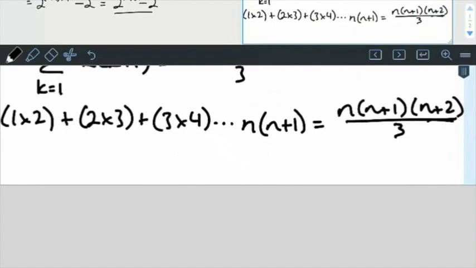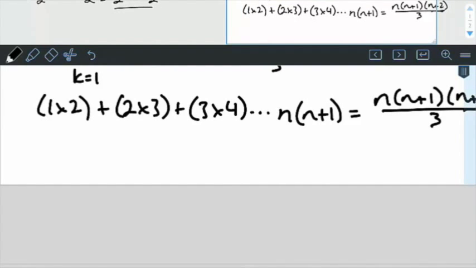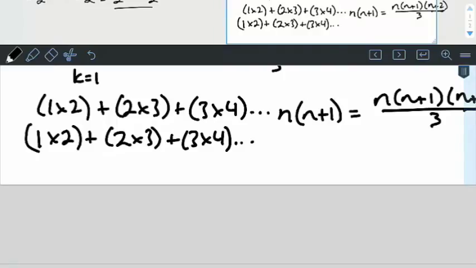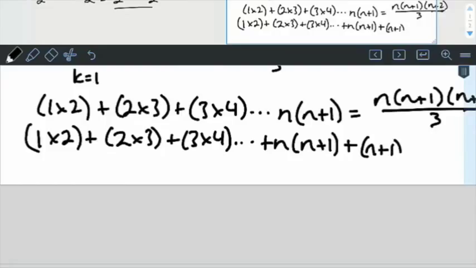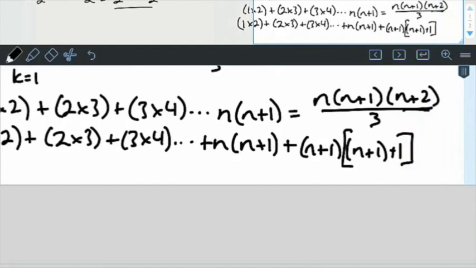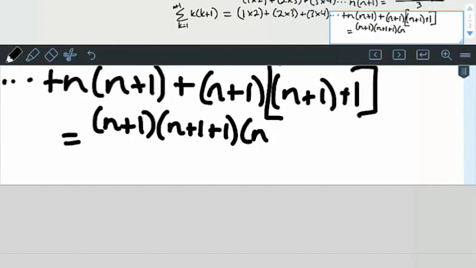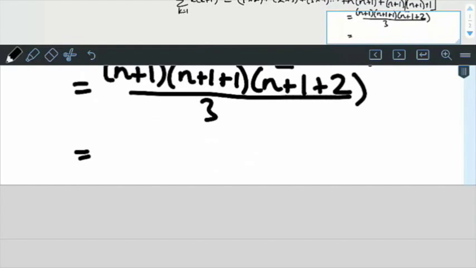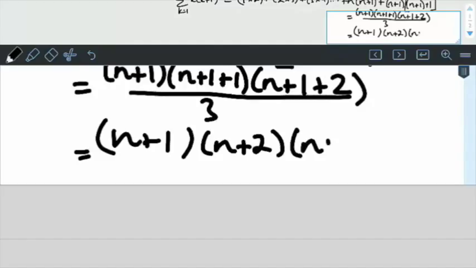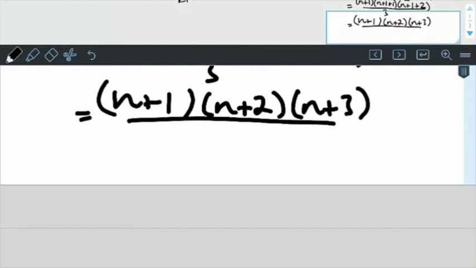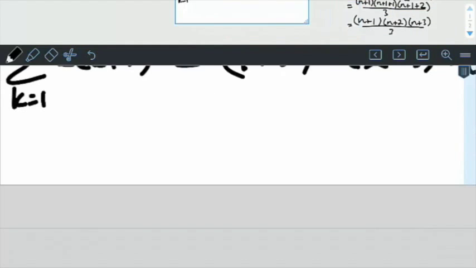We will start by assuming that what I've just written down is true. And we will start proving it by inserting n plus 1 wherever there is an n present in our situation here. And then our last term is n plus 1 this time times n plus 1 plus 1. Okay? And we should get n plus 1 times n plus 2 times n plus 3, and the quantity is divided by 3. Okay, so let's take this proof all the way over here.